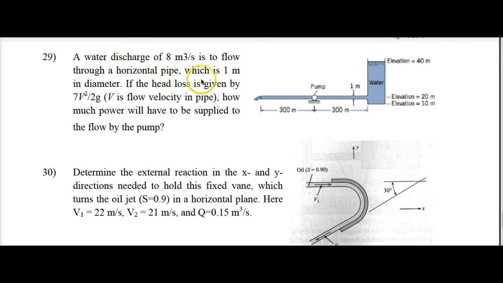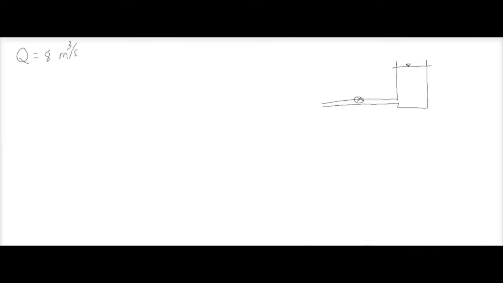this flow. And it is given that the head loss over this pipe is related to the velocity, which is 7 times v squared over 2g. So the question is, how much power is supplied by the pump to this flow? And of course, we know that if we know the head added by the pump, we can determine the power. So first of all, we'll find out how much is the head added by the pump, and then based on that, we will determine how much power is added by the pump.